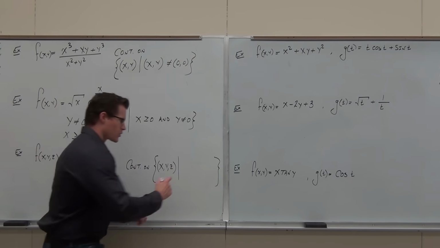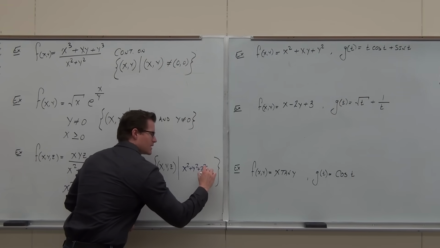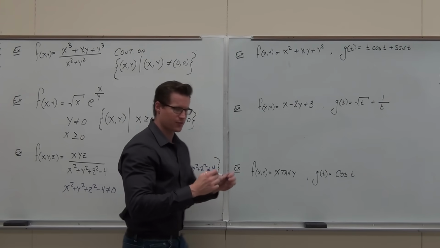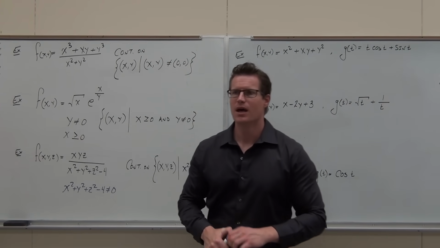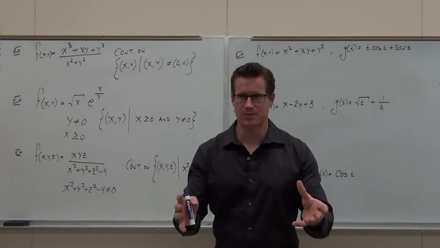We want all sets of ordered triples such that x squared plus y squared plus z squared cannot equal 4 if you add 4 to both sides. Head nod if you're okay with that one. Now, think about what this means. Think about what this means.